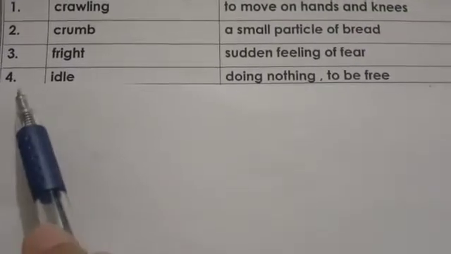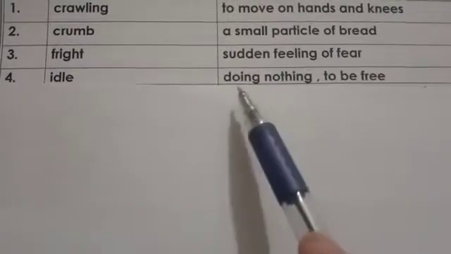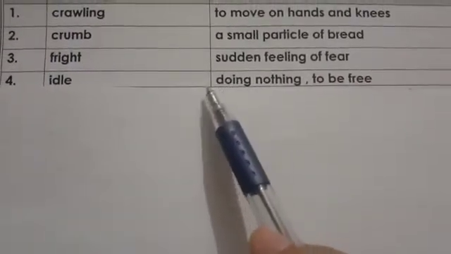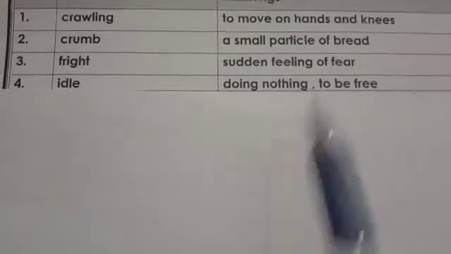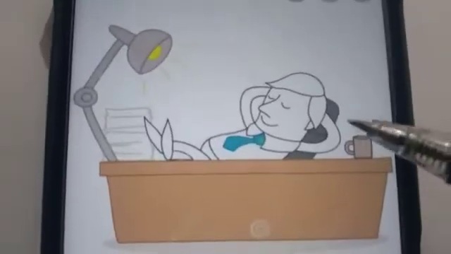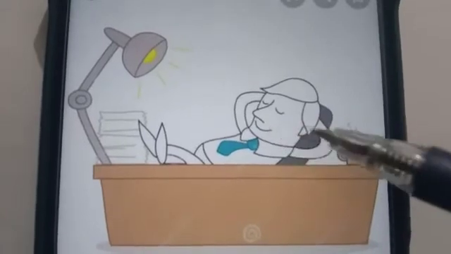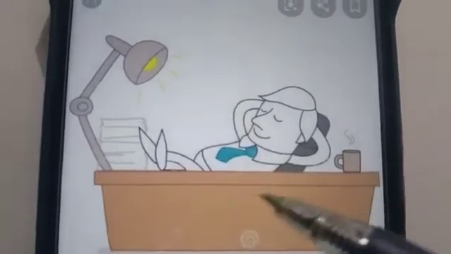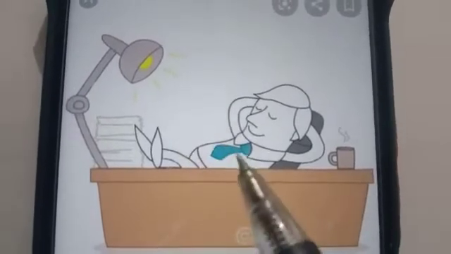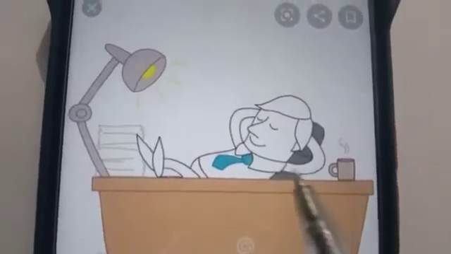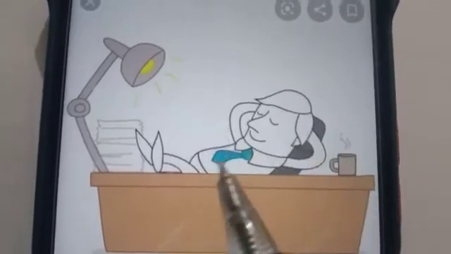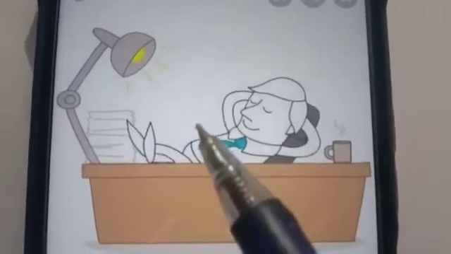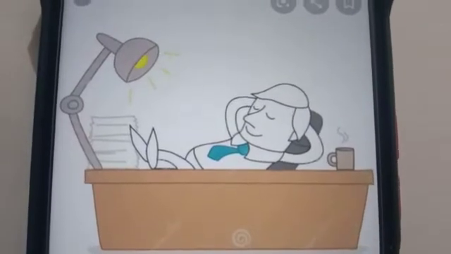Then you have to write your fourth word, that is idle. Idle means doing nothing, to be free. Means a man who is sitting all free doing nothing. Okay. Look here in this picture. This man is a perfect example of an idle man. Okay. He is almost in a sleeping mood. He is sitting free and doing nothing. Only he is taking tea or taking rest. He is not doing any kind of work. So he is an example of idle.